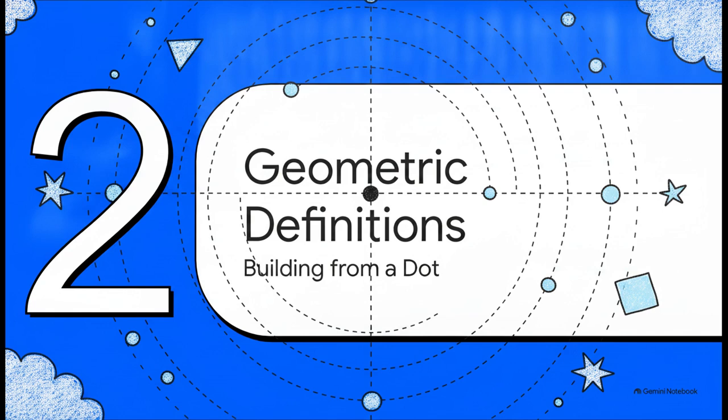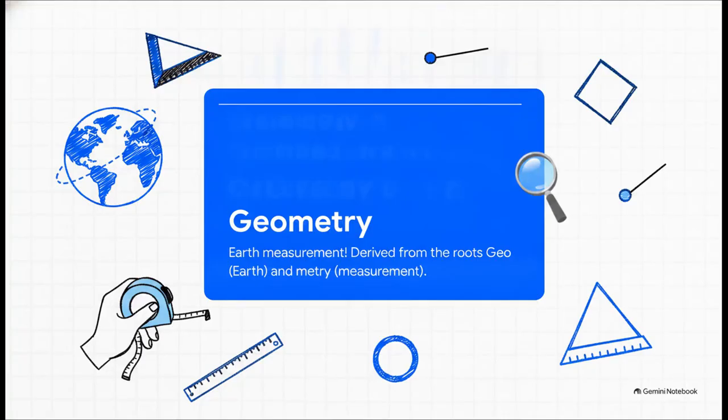Section 2, Exploring Geometric Definitions: building the universe from a single dot. So let's get building. But before we even draw a single line, we've got to ask, where does the word geometry actually come from? The word itself breaks down into 2 roots. You've got geo, which, just like in geography or geology, means earth, and then metry, like in the metric system, meaning to measure. Put them together and it's earth measurement. When you're studying geometry, you are literally learning how to measure the earth.